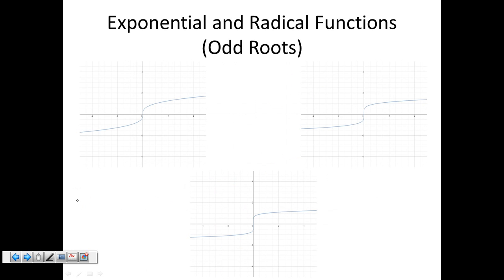Taking a look at some similar functions, here are the first three odd roots. So we have the cubed root of x, which we've seen already. We have the fifth root of x, which looks very, very similar. And we see the seventh root of x. Again, all of these odd roots look very, very similar. We have slightly different shapes to the curves, and they have a lot in common, but obviously there are going to be some differences as well.